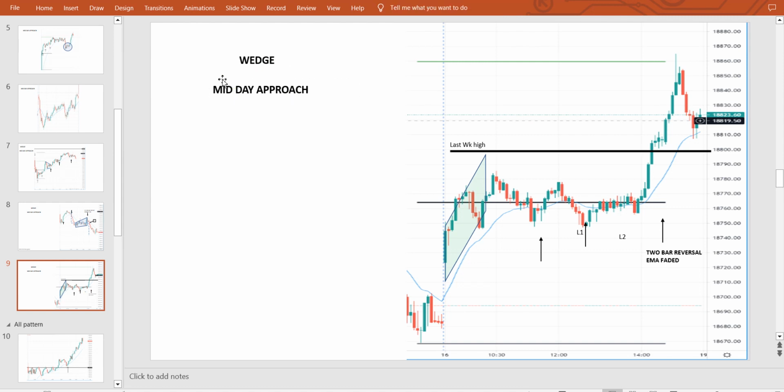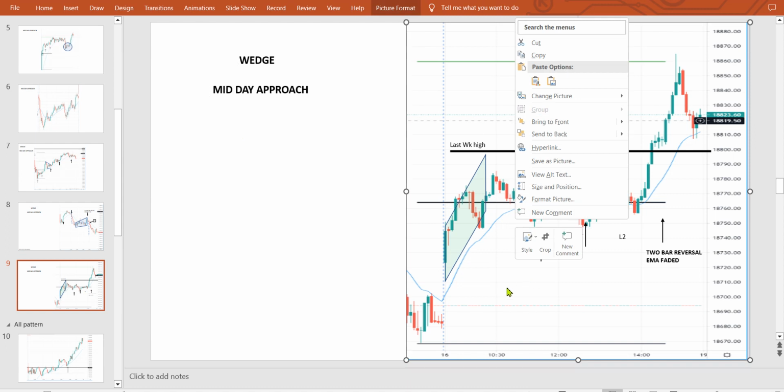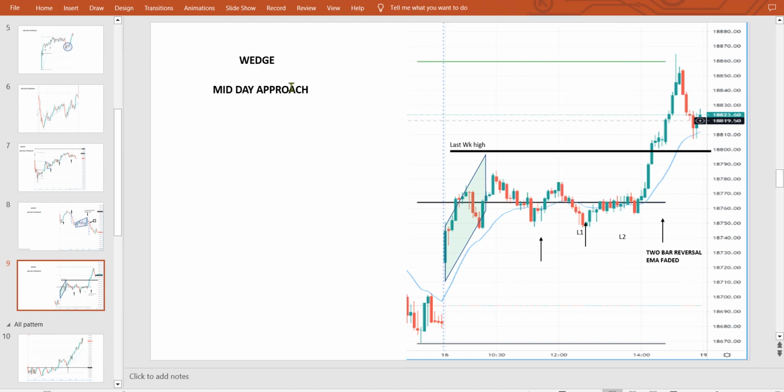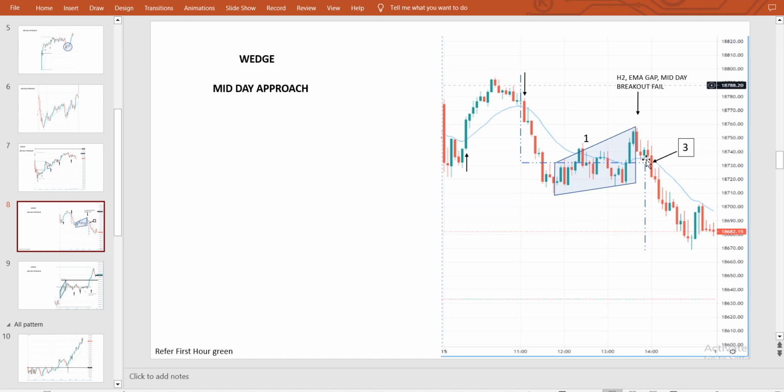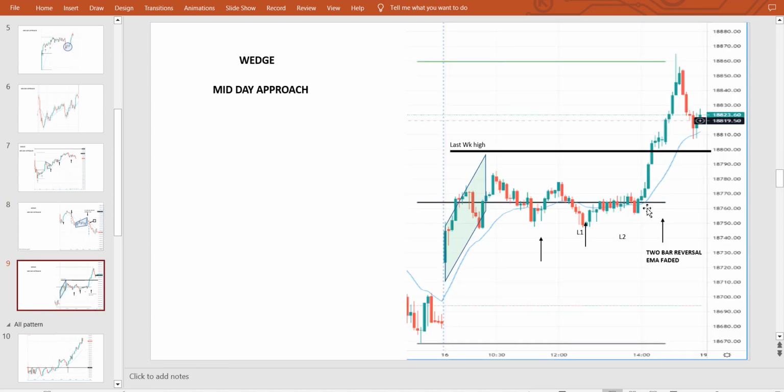In the midday approach, price stayed just around the moving average. If you consider it, we can figure out how the moving average acted, how price reacted to the moving average. So here is a good example that I also discussed. Price is not very strong below the EMA. It is faded by buyers.